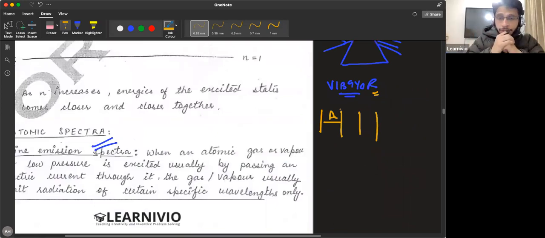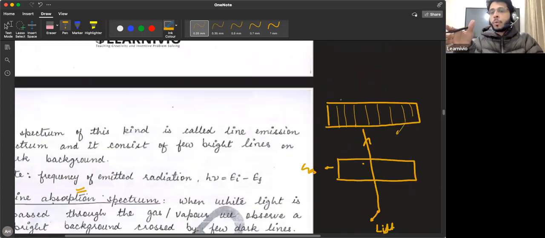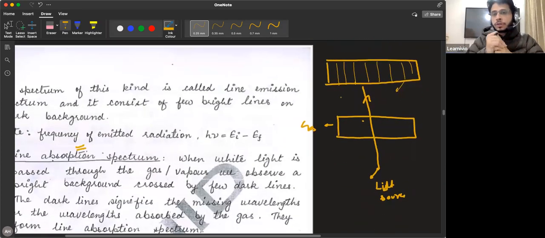And both are line spectrum, meaning these spectrums are not continuous. This spectrum will have breaks. You will have one colored line in the emission spectrum, then a gap, then another colored line, then a gap, then another colored line, and then a gap. While in the absorption spectrum, you will have black lines. You will have dark lines, then some color, then a dark line, then some color, then a dark line, then some color. So these are line spectrums.